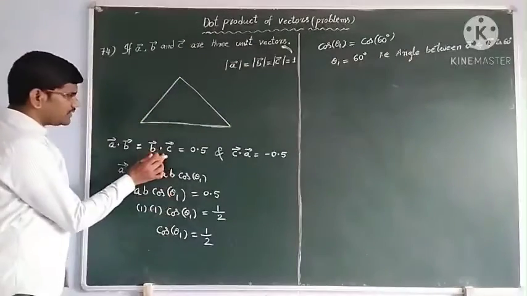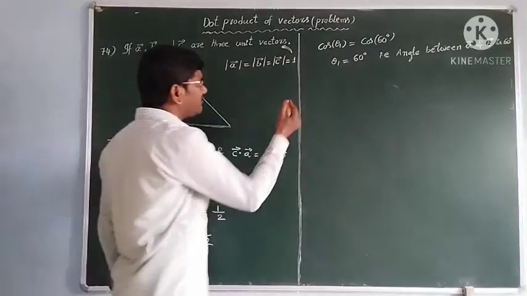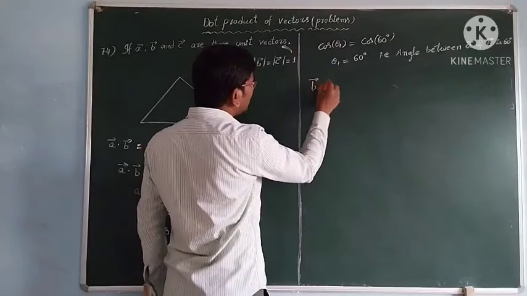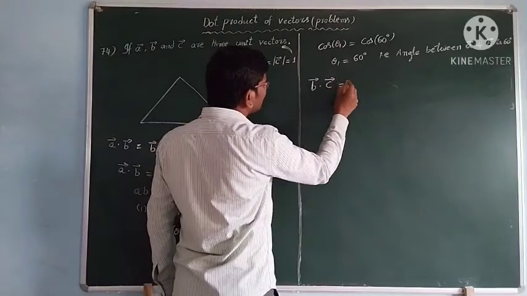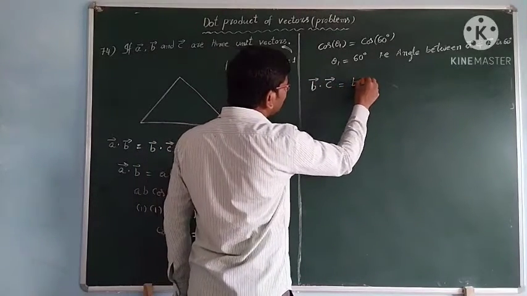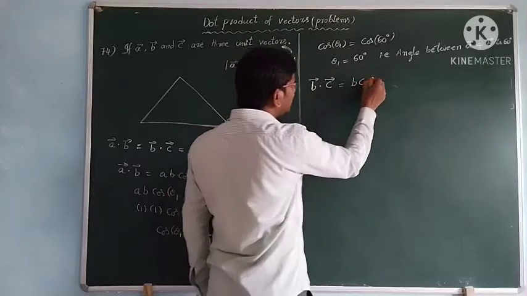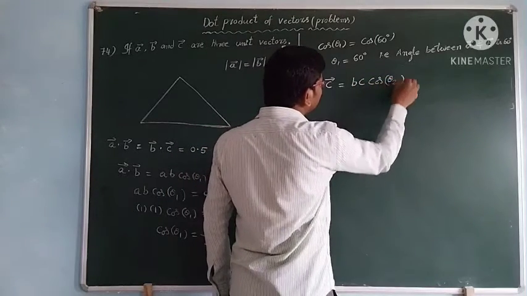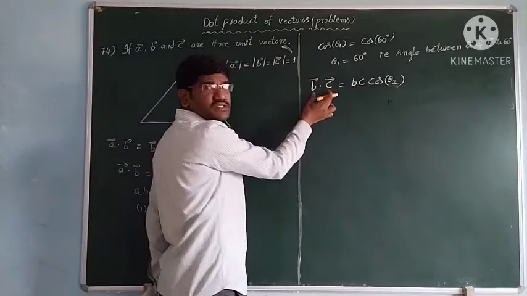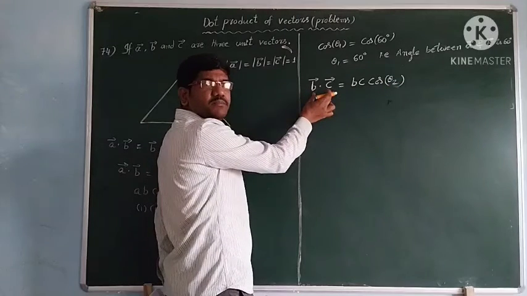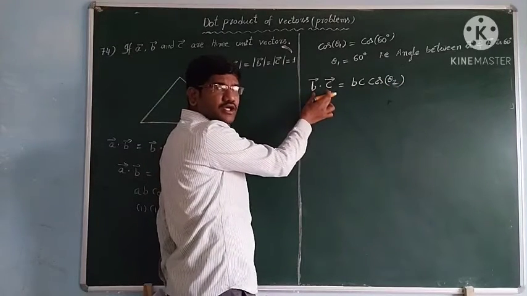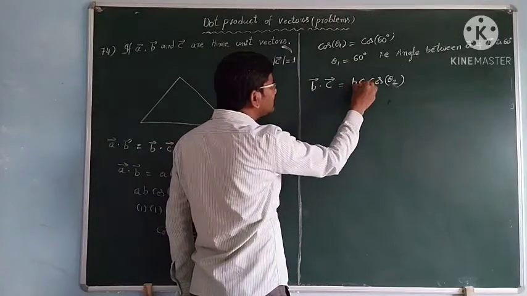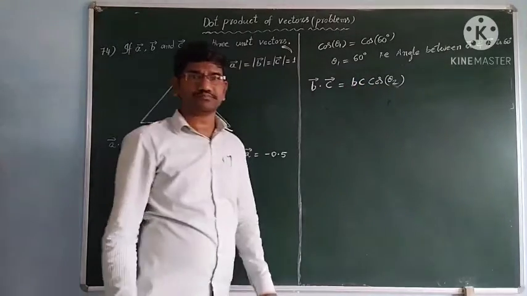Similarly, b bar dot c bar is also 0.5, it is given. So I am taking b bar dot c bar, that is equal to magnitude of b into magnitude of c into cosine of the angle between them. Here theta is the angle between the two vectors whose dot product we are taking. So b bar dot c bar is equal to bc cos theta 2.